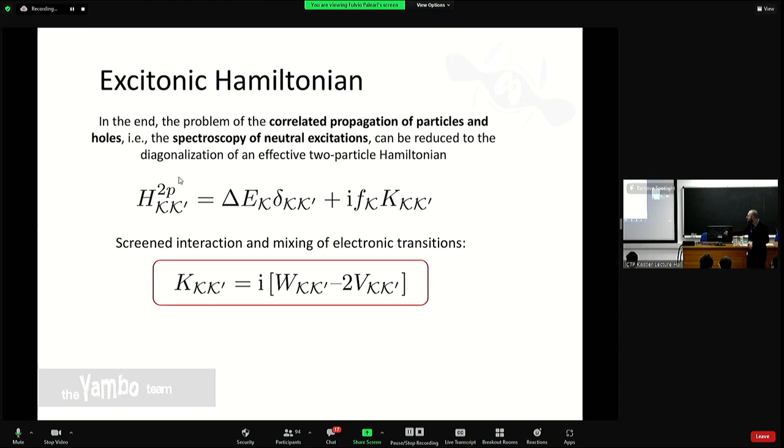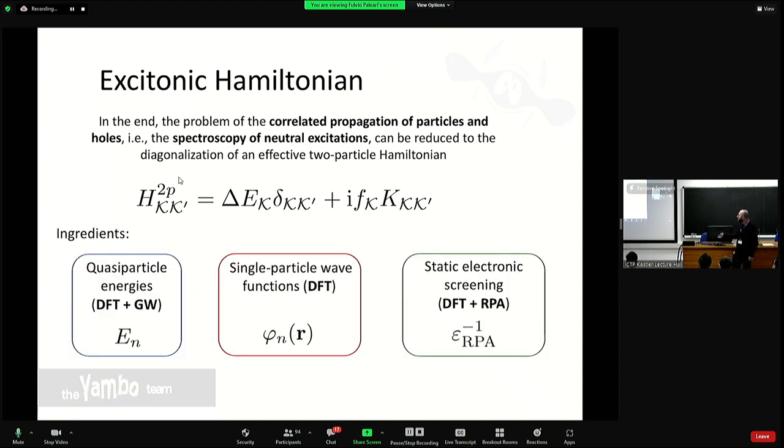So these are all, of course, not time-dependent, not frequency-dependent, all static interactions. Okay, and now this effective Hamiltonian that we need can just be computed with the techniques that we already know. So for the energies here, the single particle or quasi-particle energies, we can use DFT plus GW or various things. The wave function, we will use typically the DFT wave functions, the Kohn-Sham wave functions, and then we just have to compute the RPA screening to compute the W, the statically screened interaction in the screened exchange approximation. And that's it, basically. This is what Yambo does.